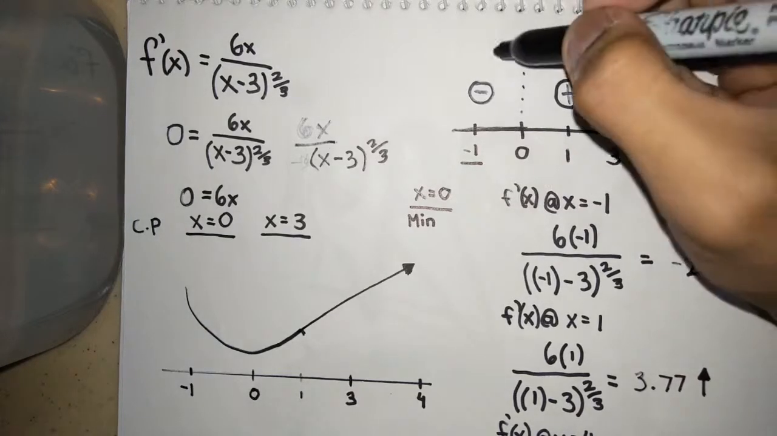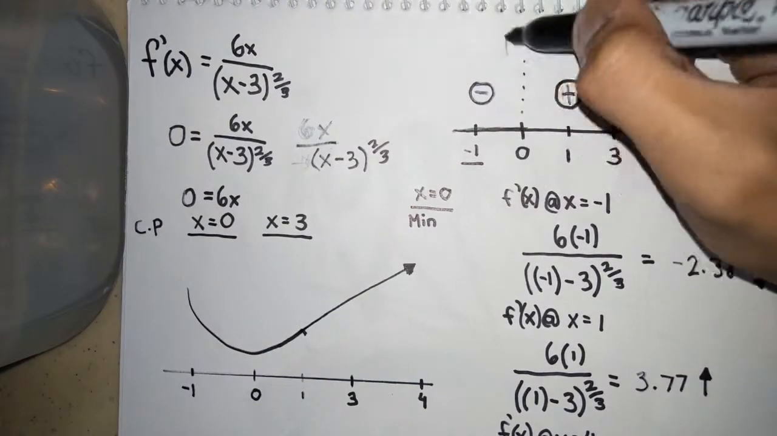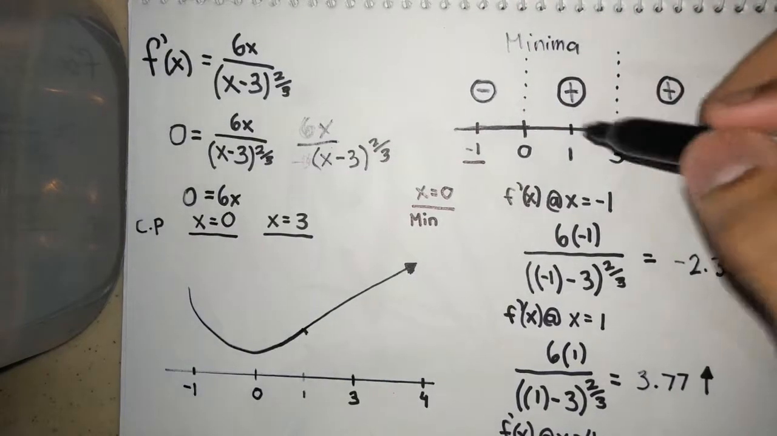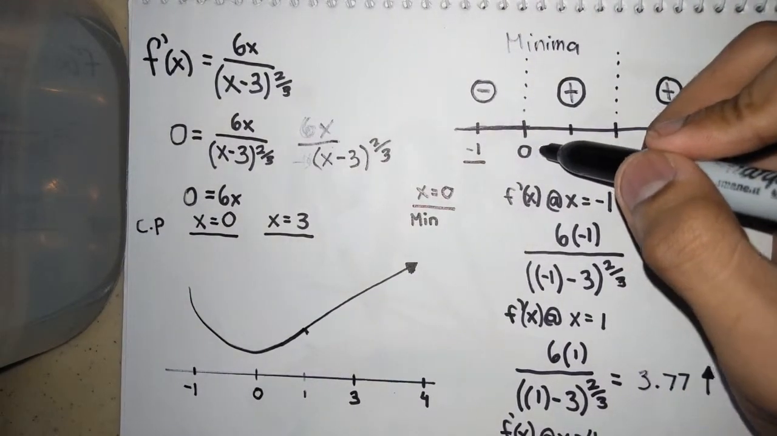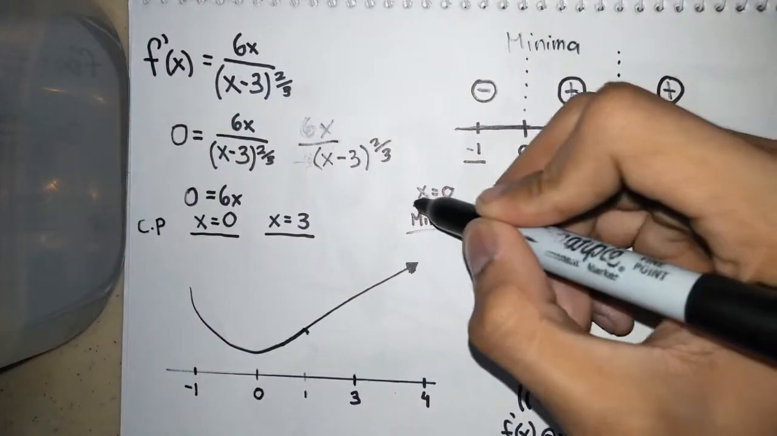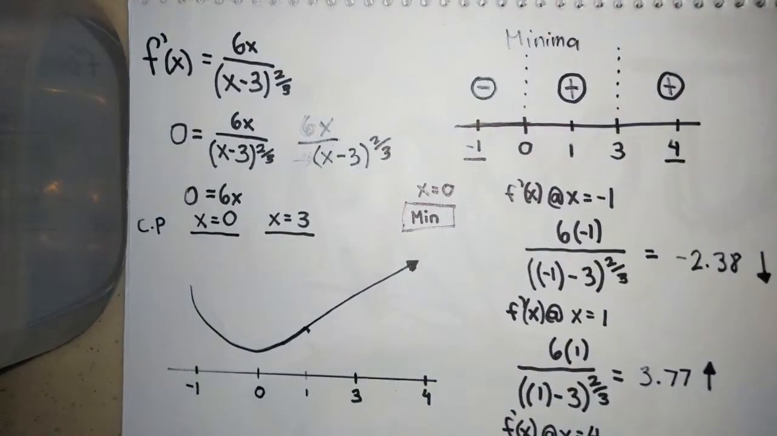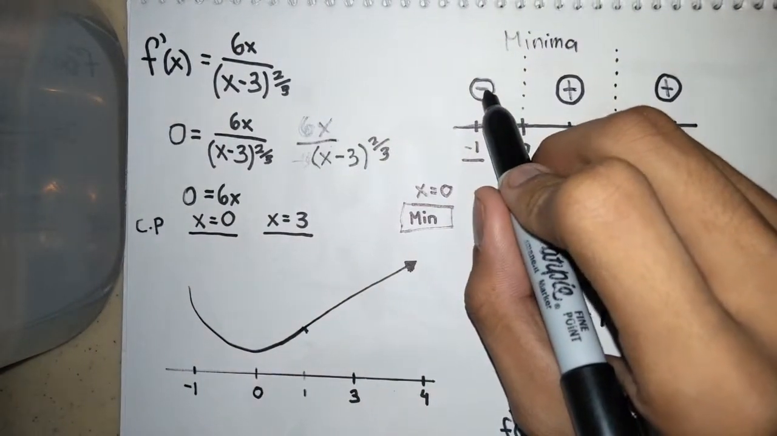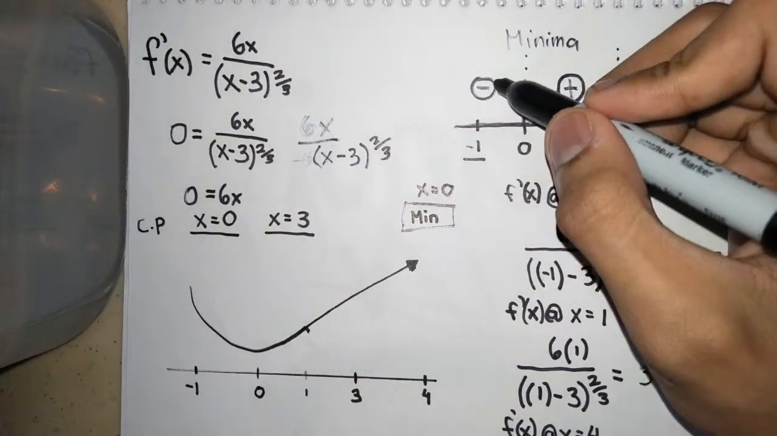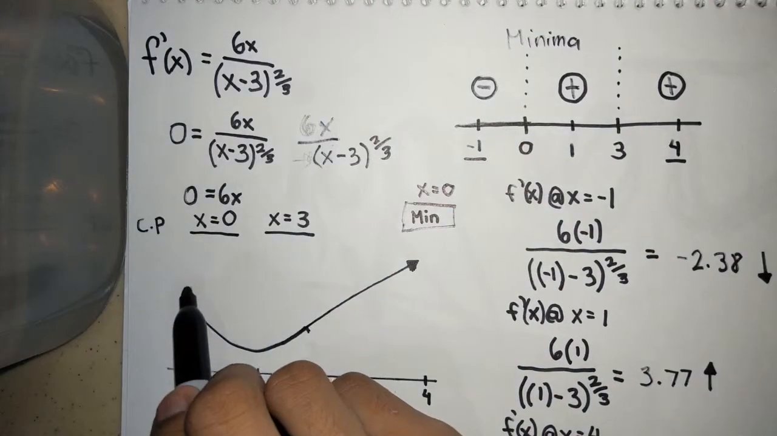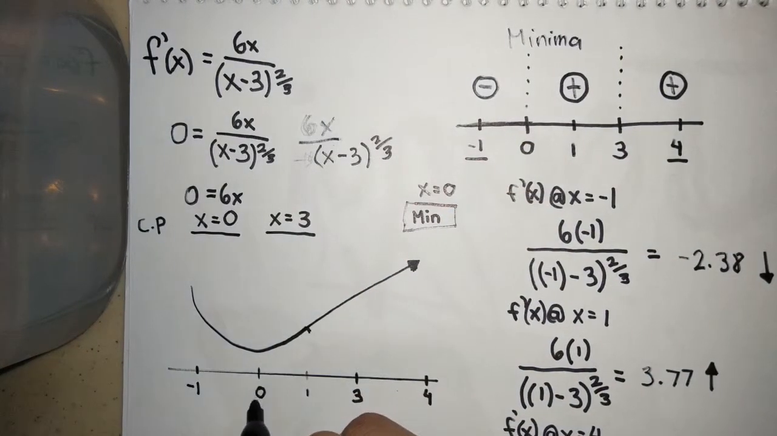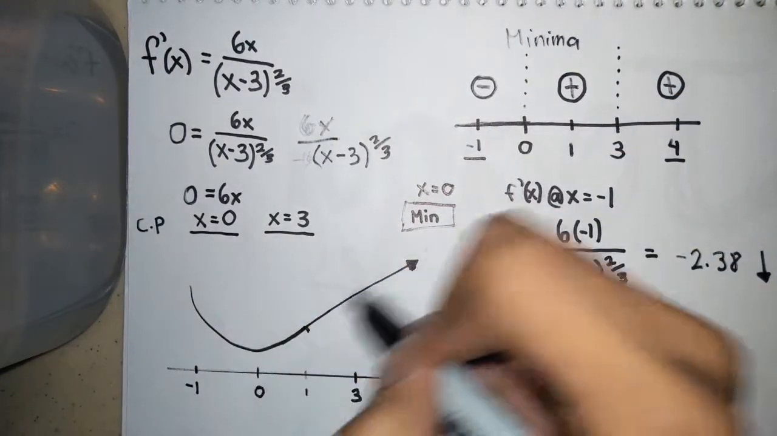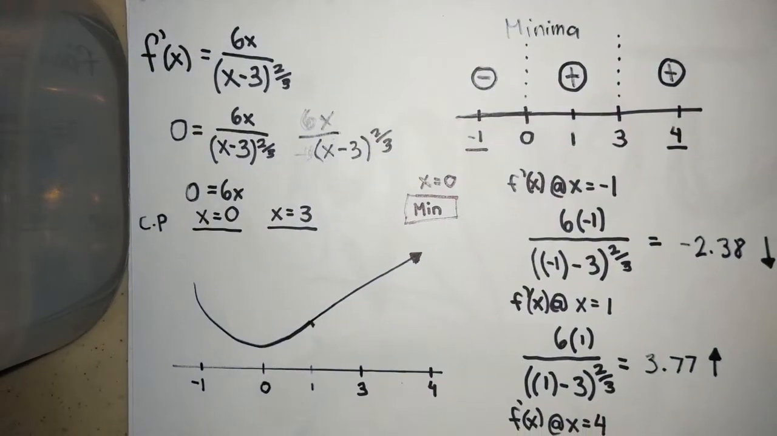So here are minima. The x equals to 0 is our minima. So if we were going to sketch this, minus, that's why it is going down to the 0, and from 0 it's going up because it's plus. So done.